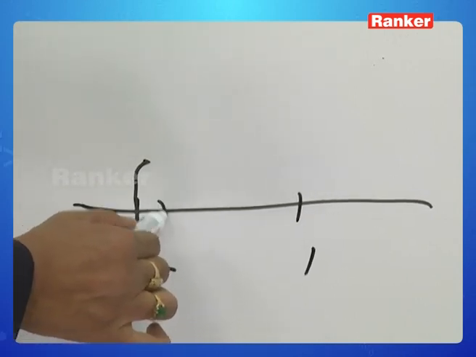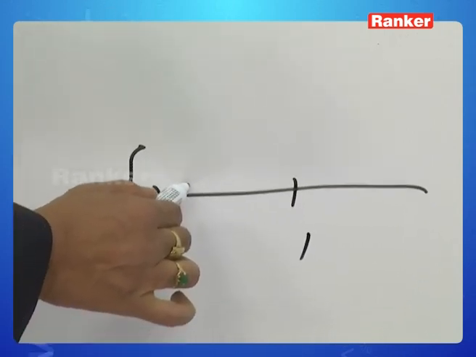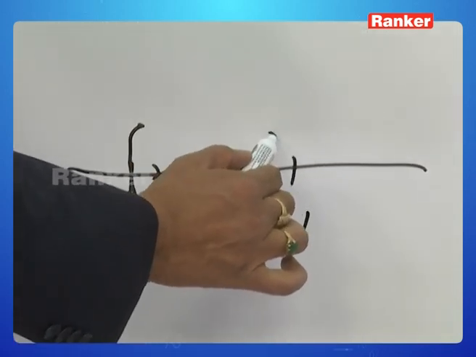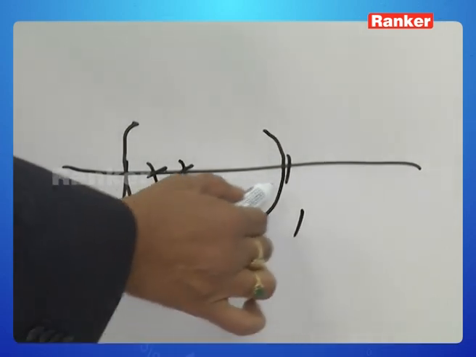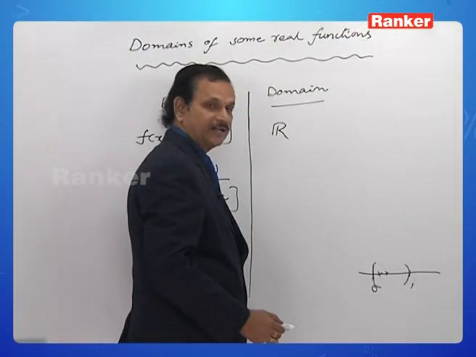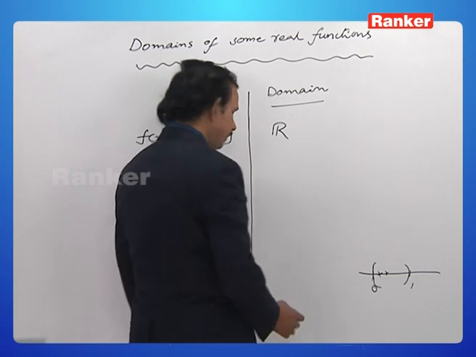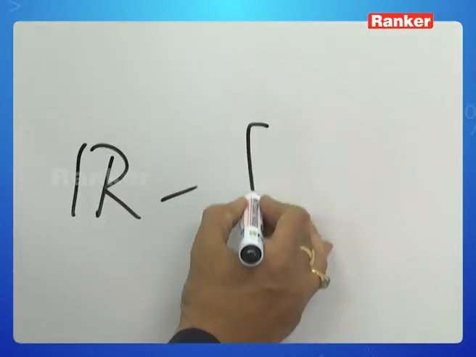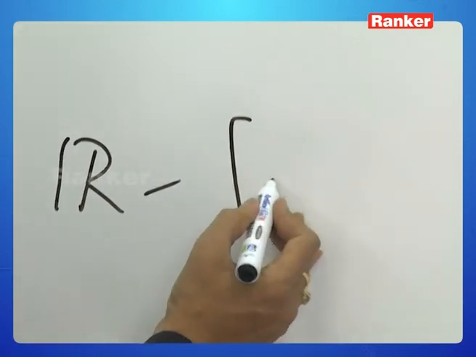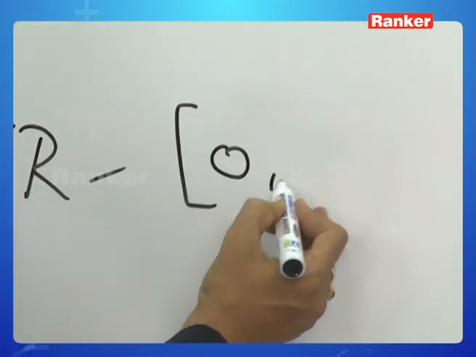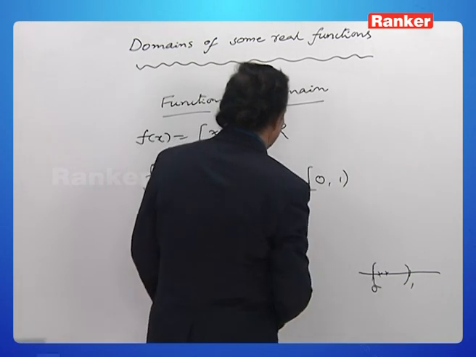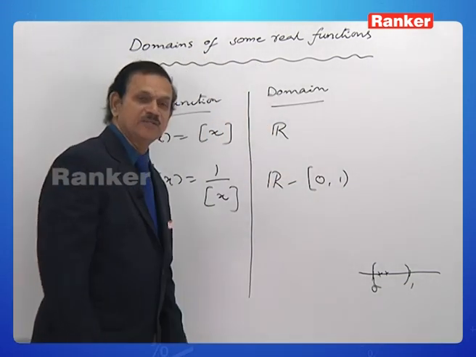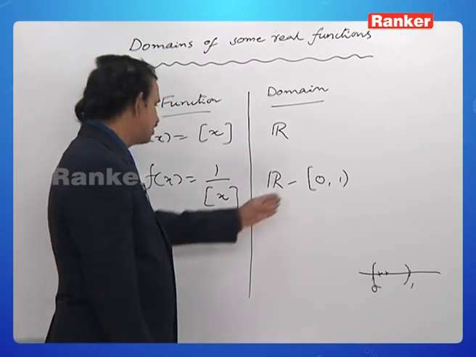0. Integral part of 0.1? 0. 0.2? 0. Like this up to 1 and excluding 1. For all those, integral part is 0 itself. Therefore, this is R minus the interval 0 to 1, closed towards 0 and open towards 1. This is the domain. Why are you deleting this?